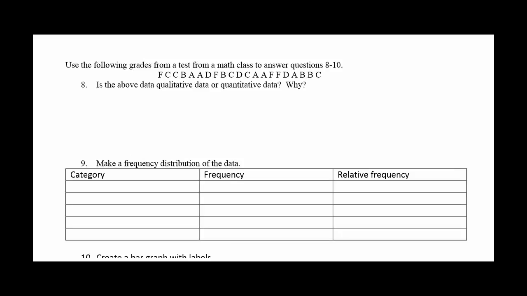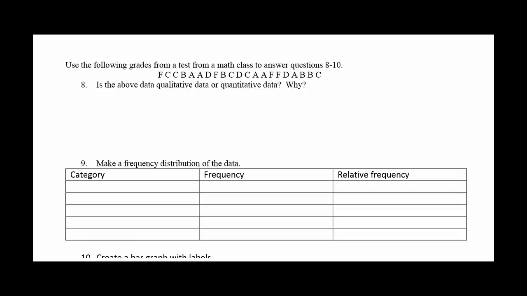Use the following grades from a test in a math class to answer the following questions. So we're given this string of test grades, just A, B, C, D, and F. And then we're asked some questions about the data and specifically how to organize the data. So first question, is the above data qualitative or quantitative? Okay, and then why is that?